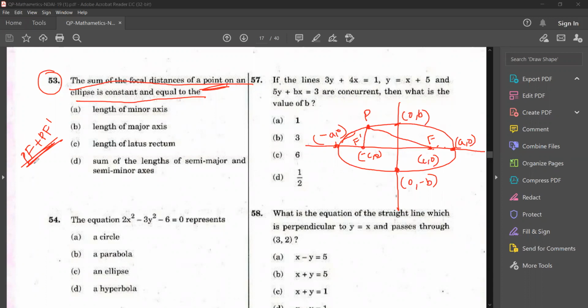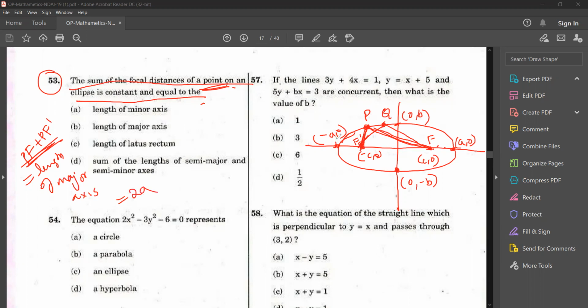What is the property of an ellipse? The sum of the focal distances of a point on an ellipse will be equal to the length of the major axis. Understood? That means if you take a point and find the focal distances, this is one focal distance, this is another. If we add them, that will always be the same. If you take another point Q and find QF dash and QF, adding them is also constant. And that constant value is equal to the length of the major axis, that is here 2a.